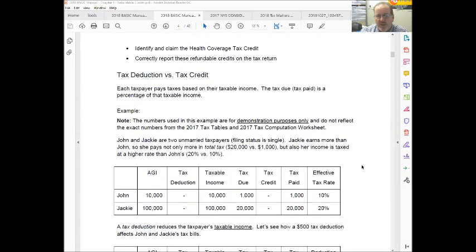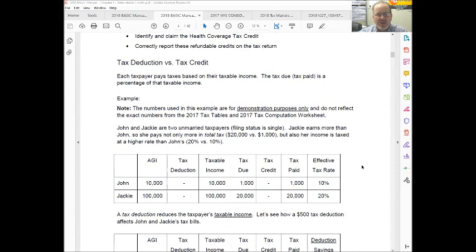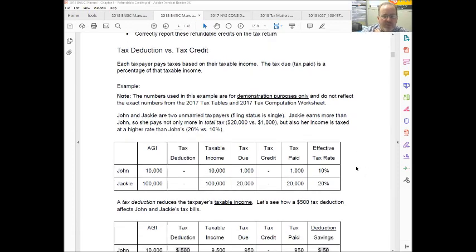All right, great little section here to understand how deductions and credits and non-refundable and refundable credits work, okay? We've got a great example that we're going to go through. So the first thing we're going to have is John and Jackie, two unmarried taxpayers. They file single. So they may know each other, but they're not married filing separate, anything like that. They're just two separate people, okay?